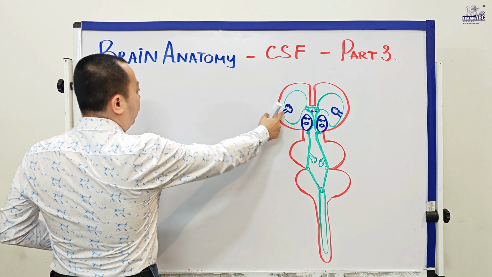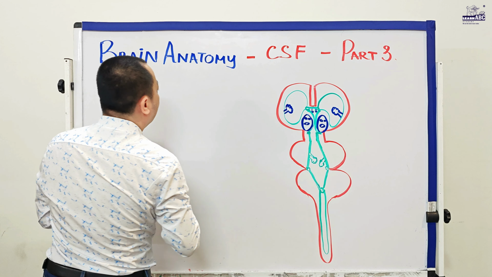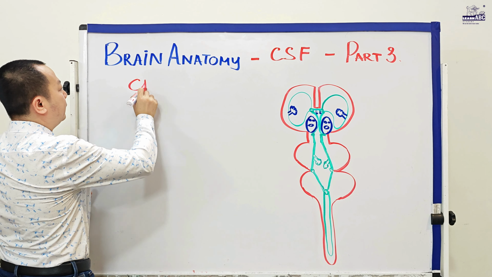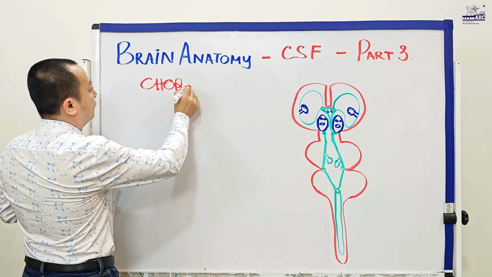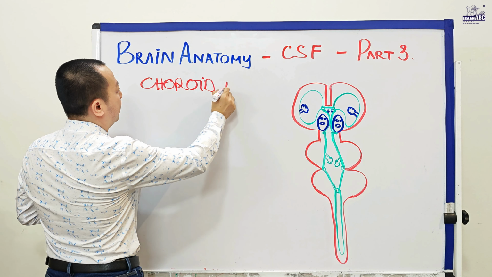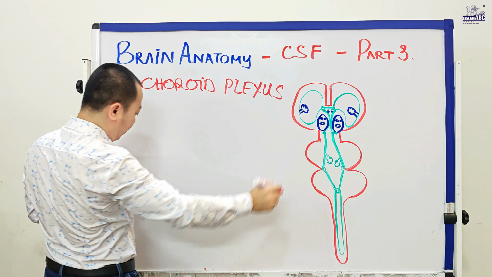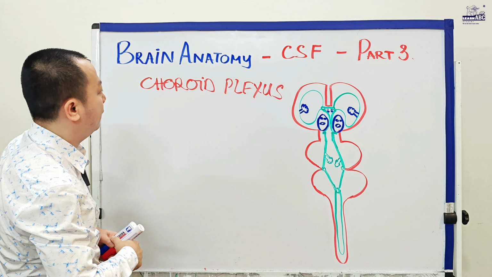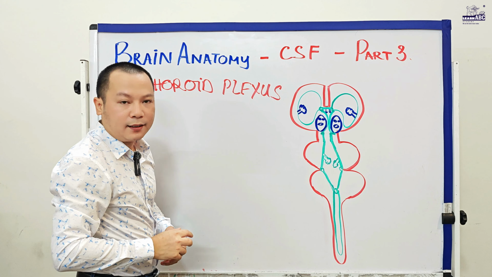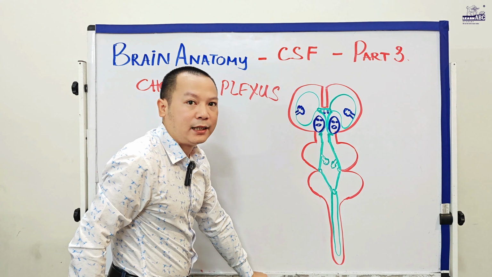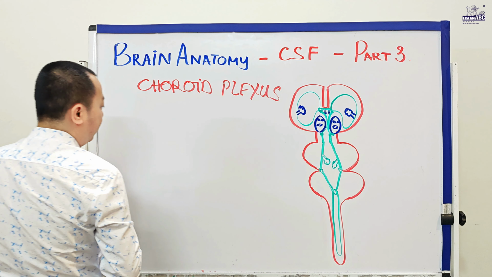And you know this structure already, the choroid plexus. So let me draw again the structure of the choroid plexus. Then you will see how the CSF is forming inside the cavity.